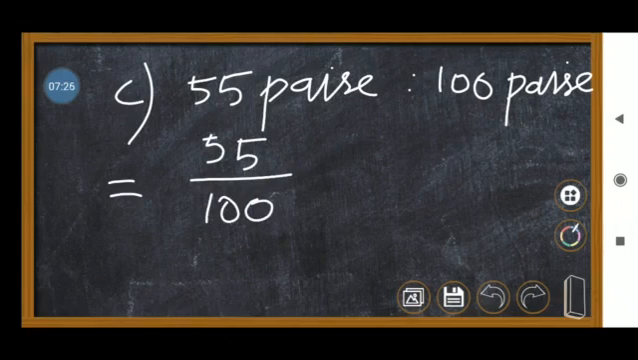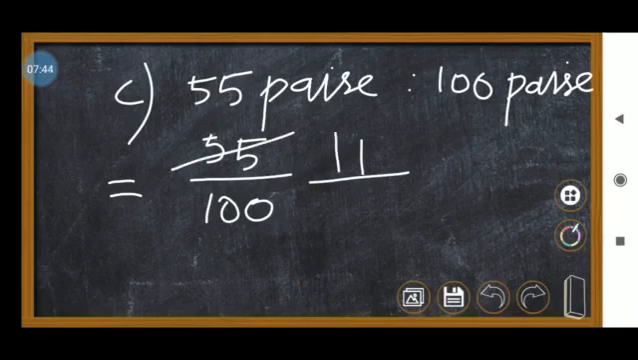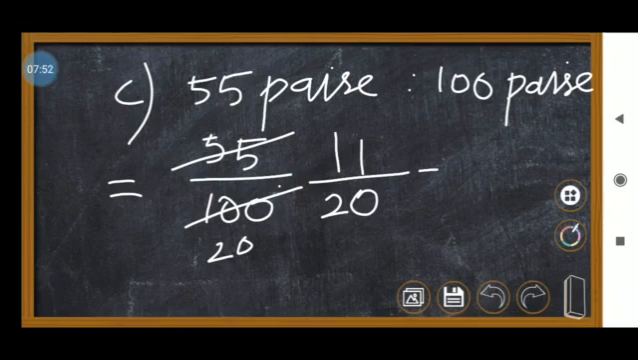Now check which table both numbers can be divided by. Both numbers can be divided by the 5 table. 11 fives are 55, and 2 fives are 10, and with that 0 we get 20. So 11 by 20, which we can write as 11 is to 20.